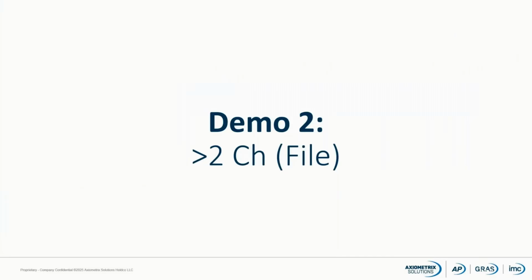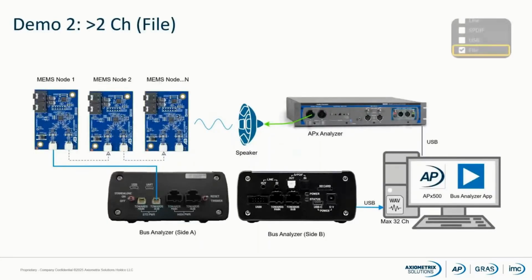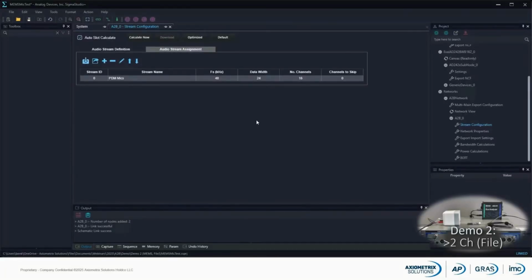If you need to measure more than 2 channels simultaneously, the file output feature of the bus analyzer can be used to route audio streams to a WAV file on the PC rather than back to the optical input on the AP. So this allows for many more MEMS microphones or other signals to be measured simultaneously, up to 32 channels. So with that said, let's go ahead and take a look at how to perform high channel count measurements with a bus analyzer and an APx analyzer.